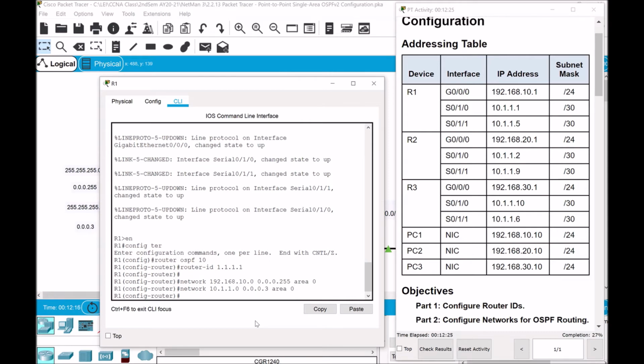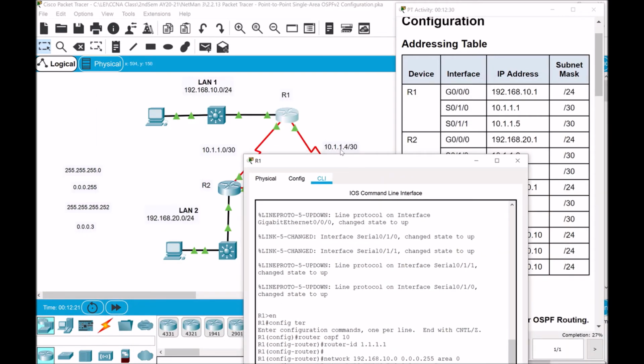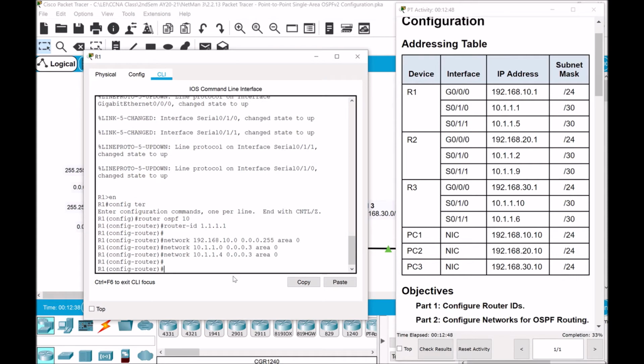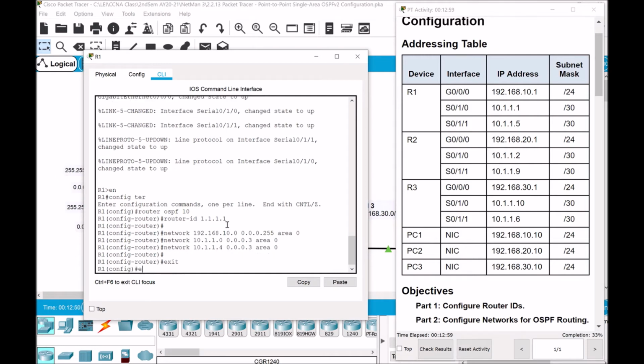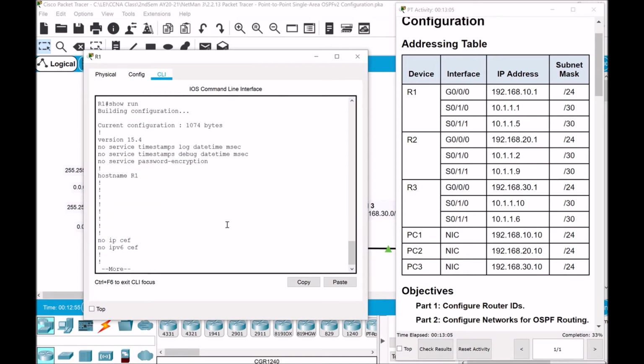And then the last network is 10.1.1.4, also a /30. So we just need to change 0 to 4. Let us just get it from the command history. So that's a 4 with the same wildcard mask, same area, and then we press enter. All right, so we're done with the OSPF configuration of all three networks connected to R1. Let's verify what we just configured by typing in show run.